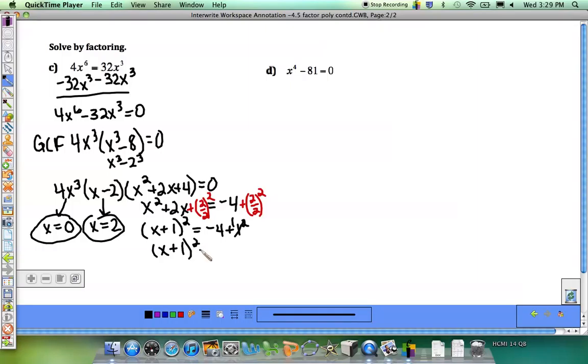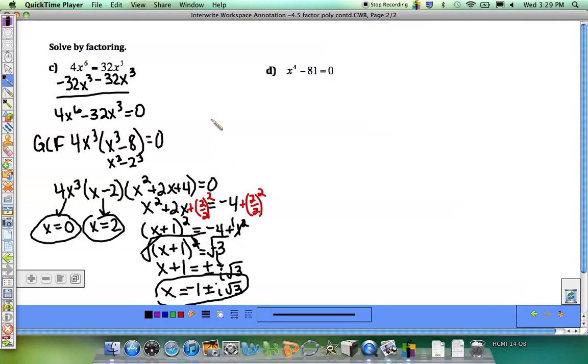If I square root both sides, x plus 1 squared cancels with the square root. So x plus 1 equals plus or minus. Bring that negative out, make it an i, square root of 3. And then last step, just subtract that 1 over. So you have 4 solutions. 0, 2, and then the plus part of that and the minus part of that.